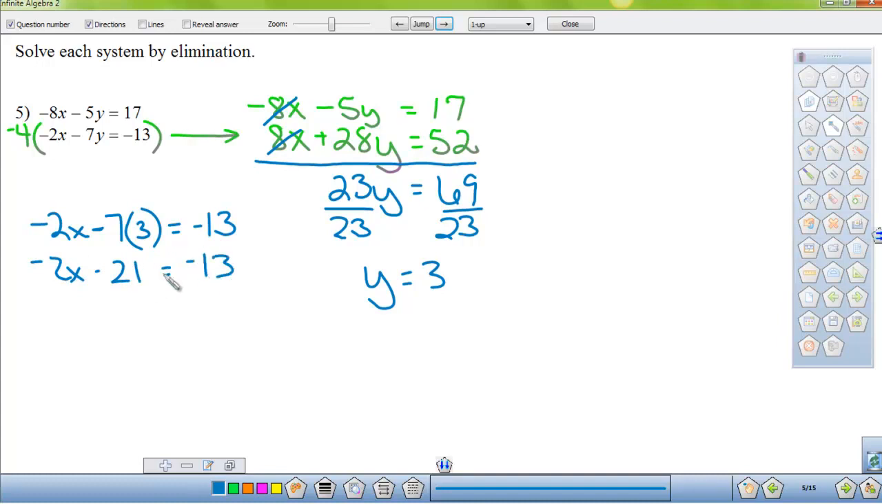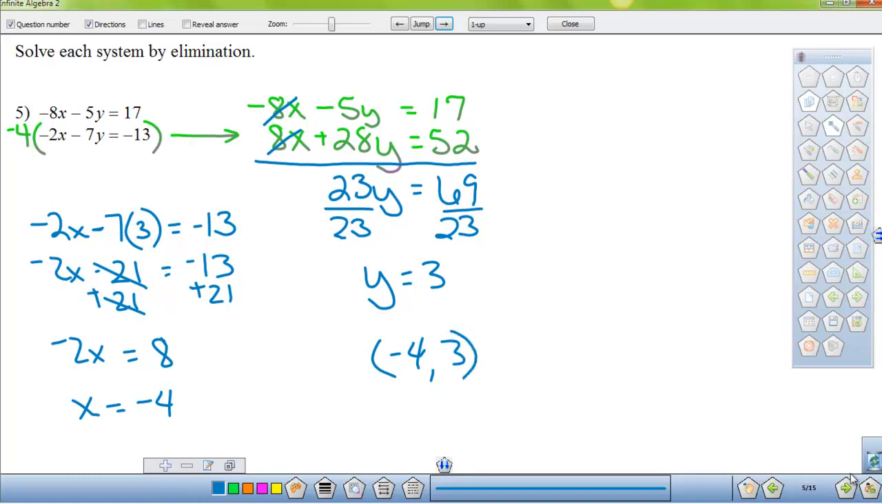And I'm going to add 21 to both sides, and I get -2x. The 21's cancel out. -2x is equal to 8. Divide by -2. x is equal to -4. And so my ordered pair is going to be (-4, 3). You want to put the x value first. And that concludes this video.